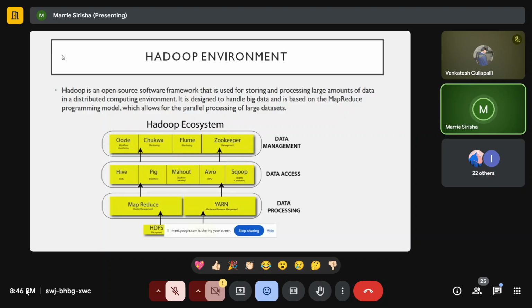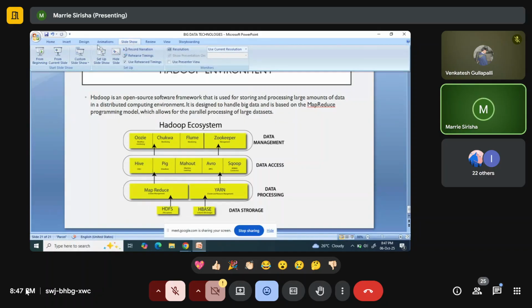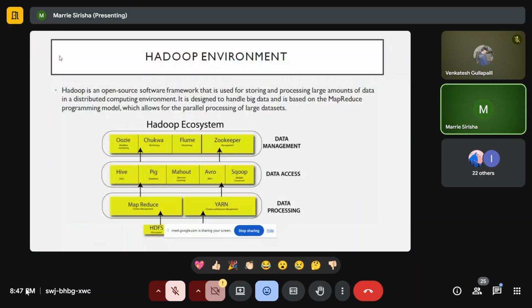So where I have to store these files, you can store them in HDFS, that is, the Hadoop Distributed File System. And next comes HBase. HBase is also one of the data storage techniques. You can use HDFS and HBase. And next comes MapReduce. What is MapReduce? As I told you, MapReduce is a programming model for processing data in parallel.